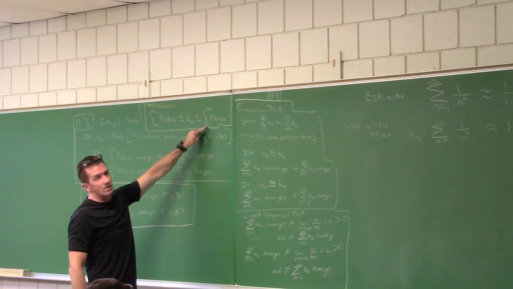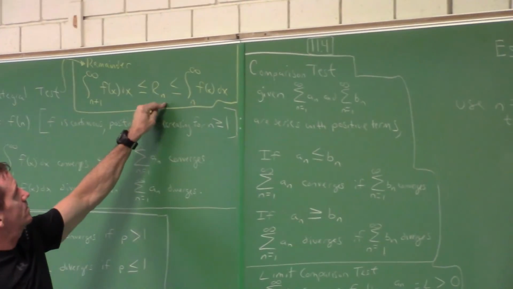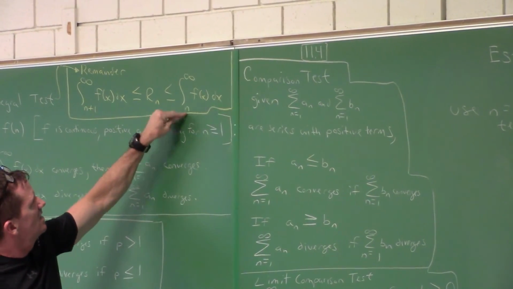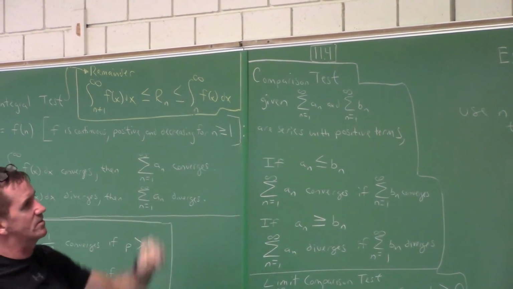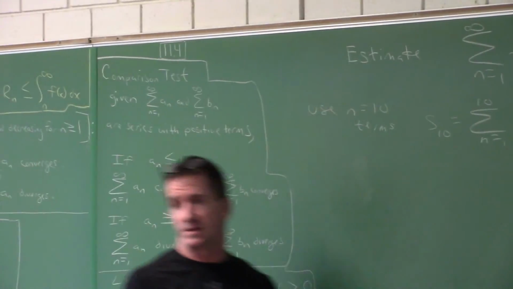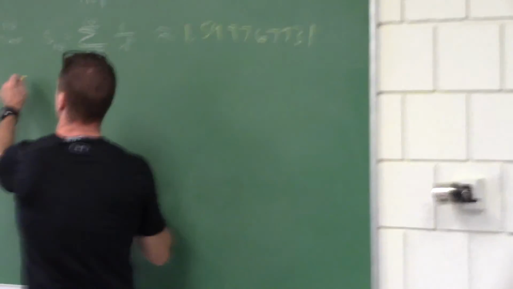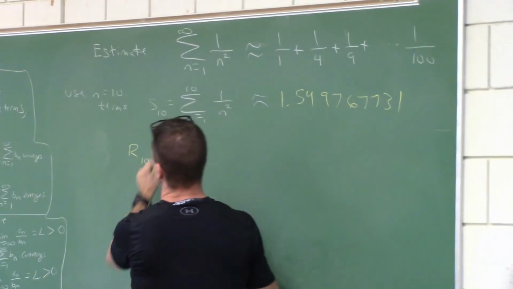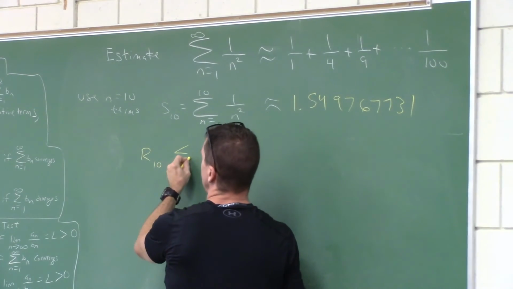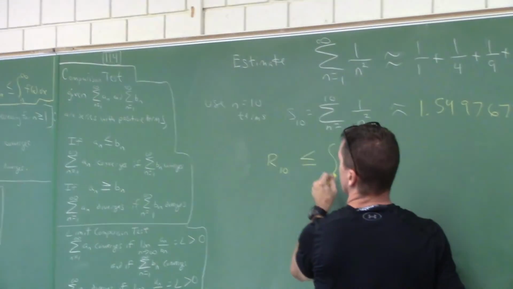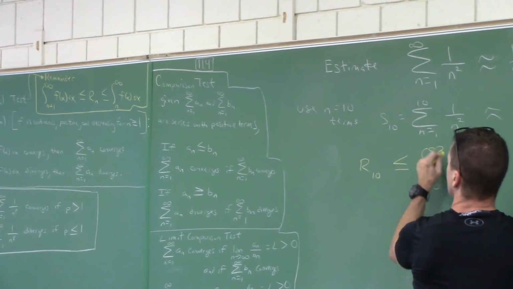If we use 10 terms, then the 10th remainder must be less than or equal to this. So I'm going to hit the lights and come back to the screen. This remainder theorem is very simple to understand. It's saying if I use 10 terms, then the remainder, the error in this problem, has to be less than or equal to this.